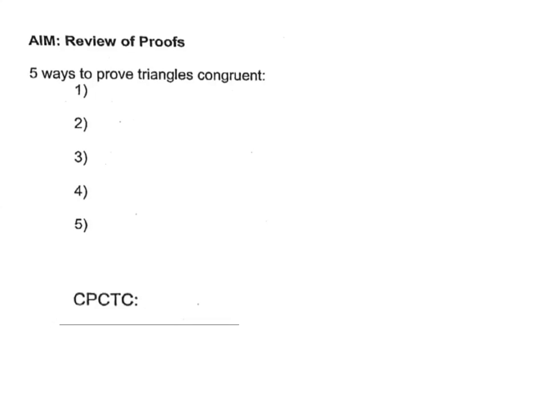So let us look at some reviews on triangle proofs. So first, we need to write down 5 ways to prove triangles being congruent to each other. So first method would have been, as we know, SSS. In other words, all 3 sides have to be congruent, meaning all 3 pairs of the sides have to be congruent.